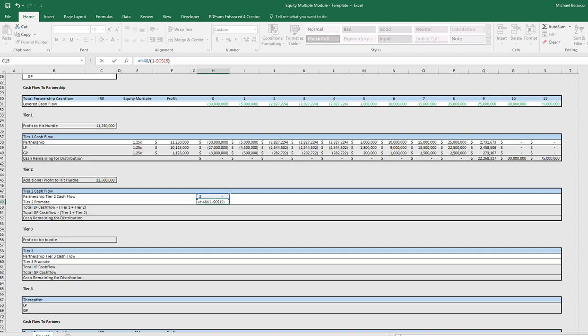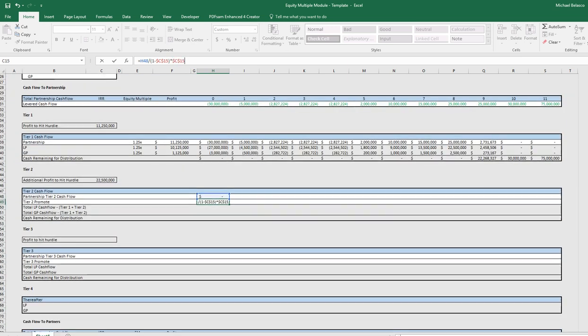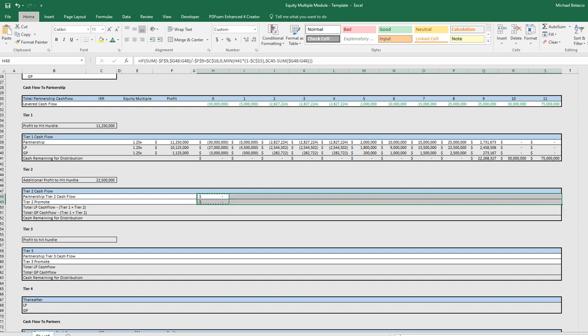we'll lock this in to get us back to our full 100%, and we're going to multiply that by the 10%. All right, and then we just simply copy and paste these down. And we should have our tier 2 promote and partnership cash flow.